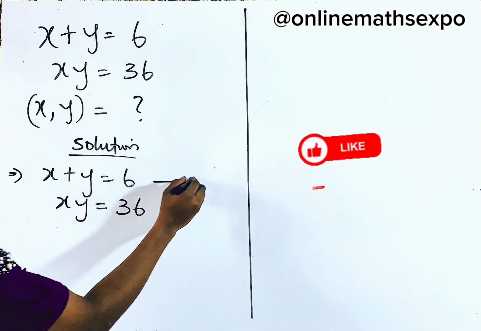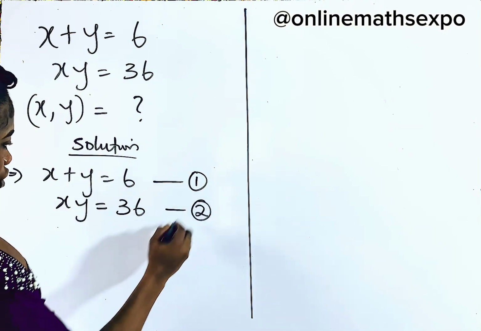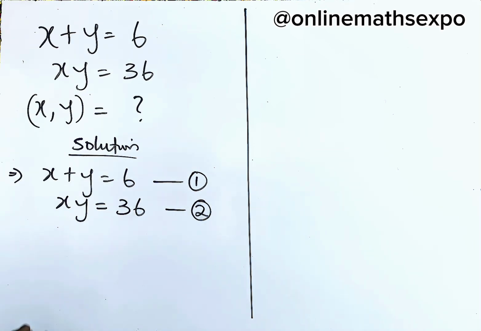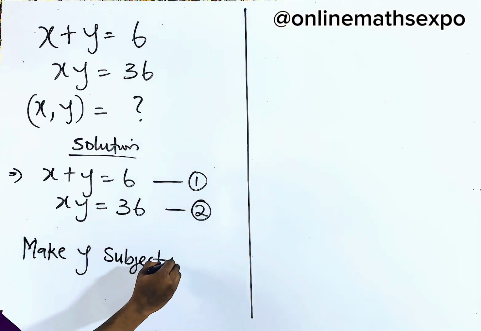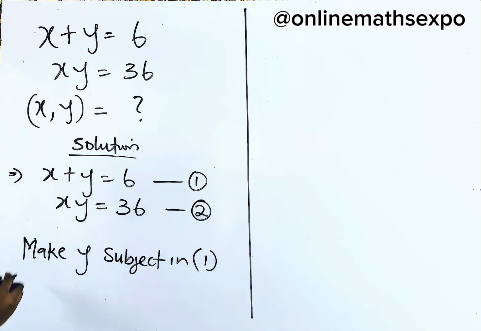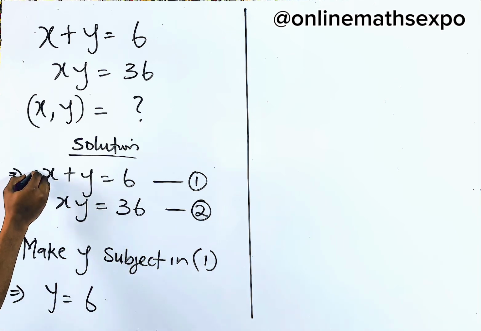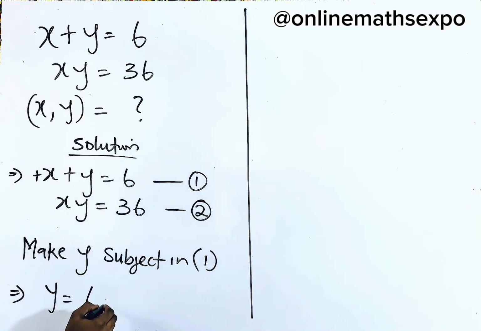Now, we can label this equation 1 and this equation 2. So we can choose to make either x or y the subject in either of the equations. Let's go with the first one. So we make y the subject in equation 1. If you do that, we are going to have y is equal to 6 minus x. To remove the x, you see it's positive, so you subtract.